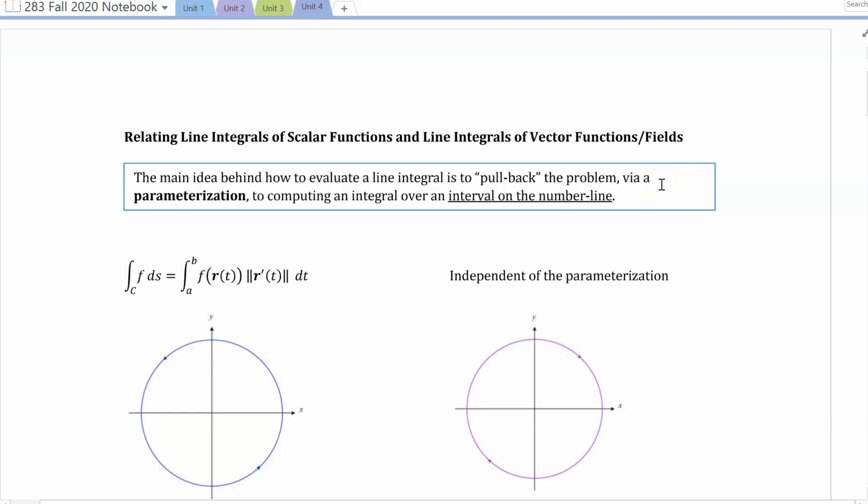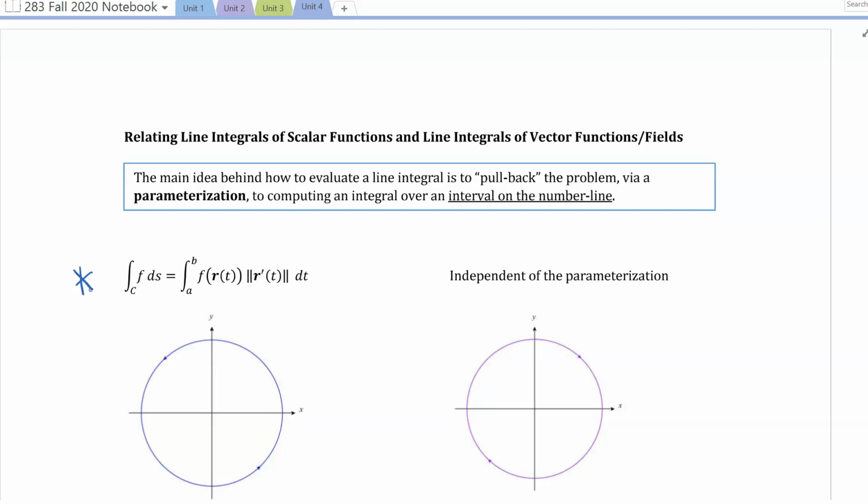Welcome. We're going to discuss how to view a line integral of a vector field as a special case of the line integral of a scalar function. I've got the result of how we evaluate a line integral of a scalar function here on the screen. Remember, the main idea is to pull the problem back via parameterization, typically by the curve r of t, to computing a line integral over an interval on the number line, hence why we end up with a scalar single variable integral here on the right hand side.